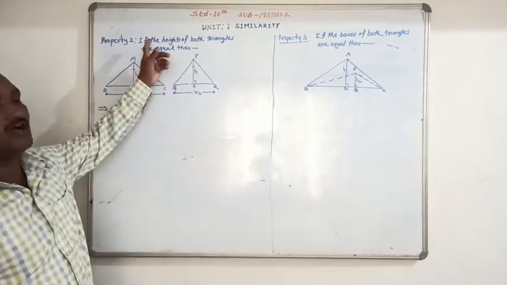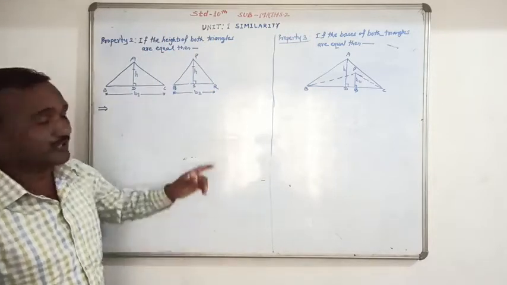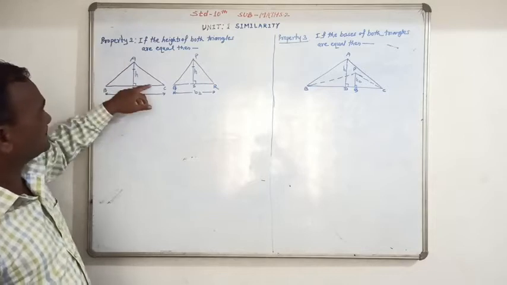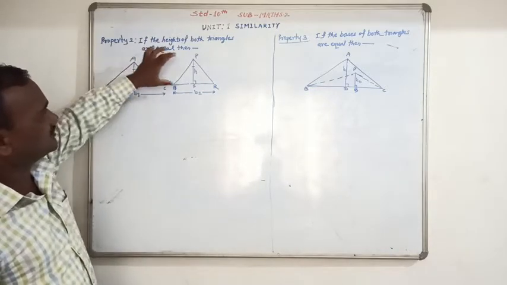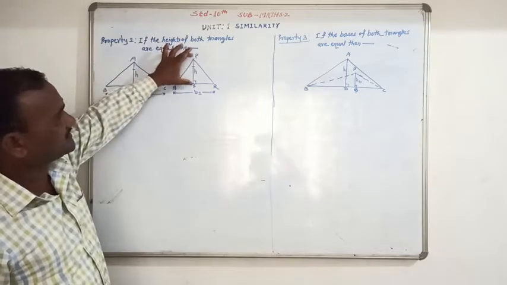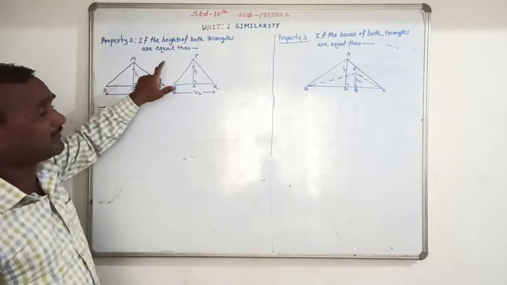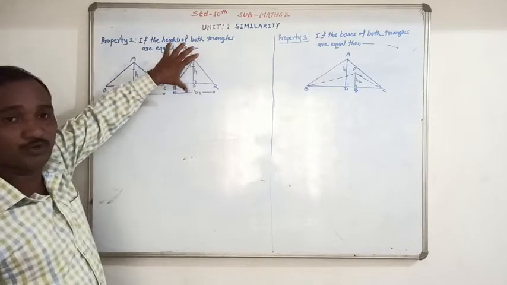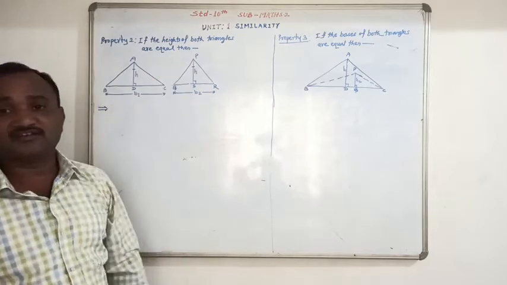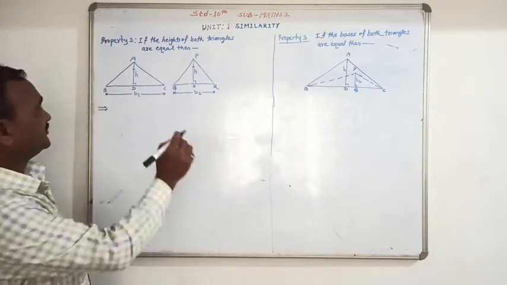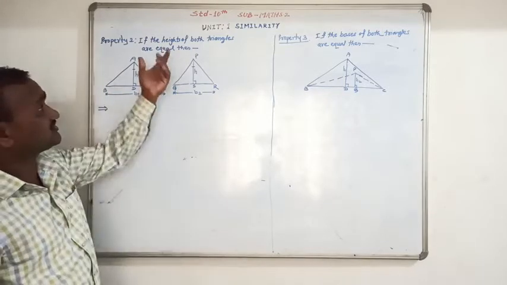If heights of both triangles are equal, then, look at the figure. In triangle ABC, AD is the height, which is equal to H. Also in triangle PQR, PS is the height of triangle PQR. That is also equal to H. That means the identical mark on them indicates both triangles have equal height. Then how to convert this into the second property? You know the first property. By using the first property, we have to prove this second property.